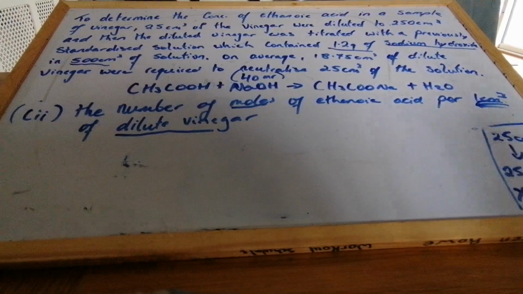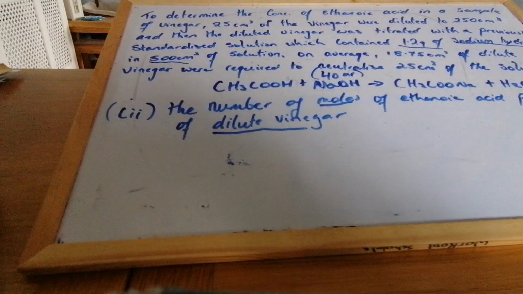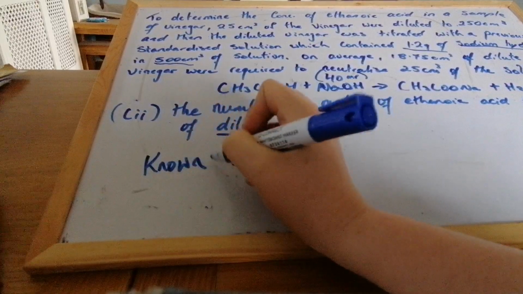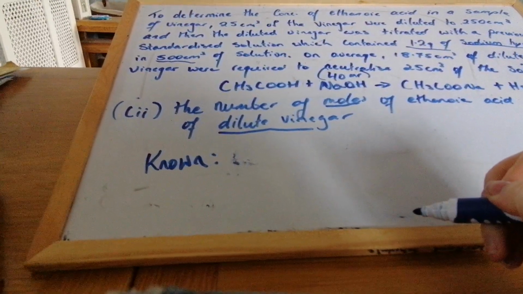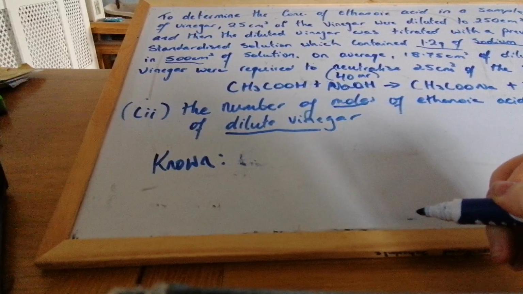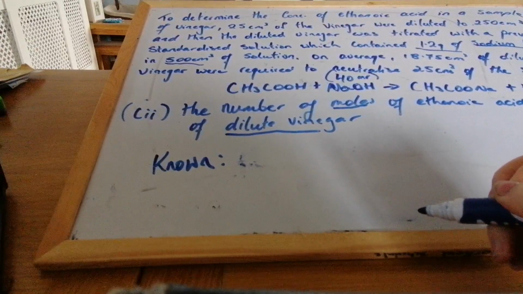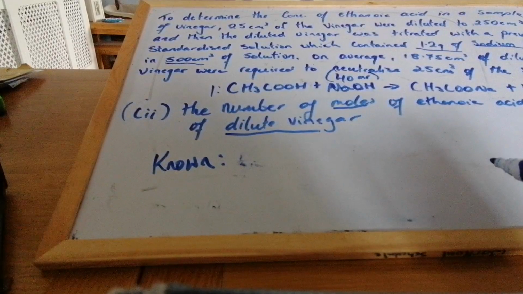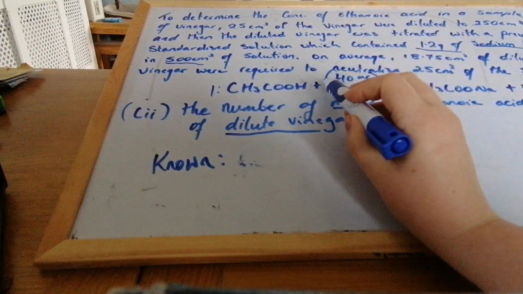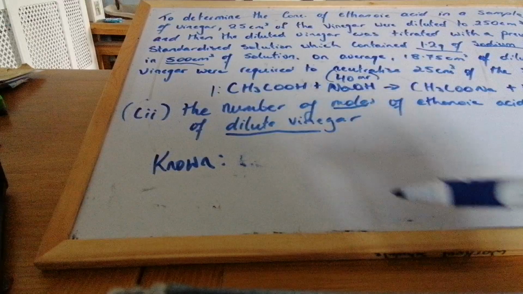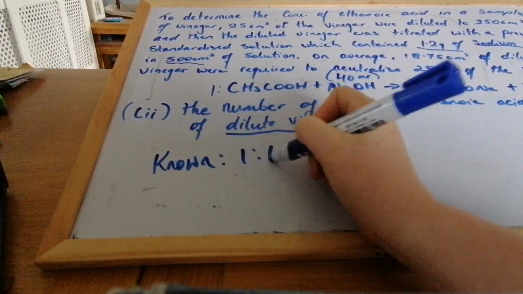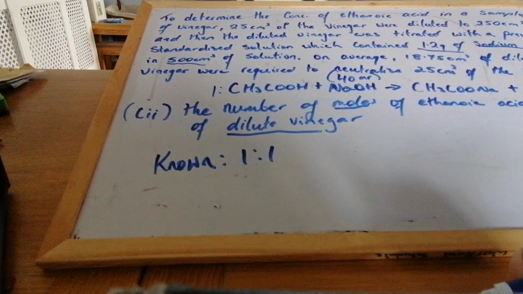Okay. Just like last time then, what we're going to do is write down our knowns. So what do we know here? First of all, we know that this is a 1:1 ratio of reactants. So for every 1 ethanoic acid we need 1 NaOH. Okay, so we know that this is a 1:1 ratio.